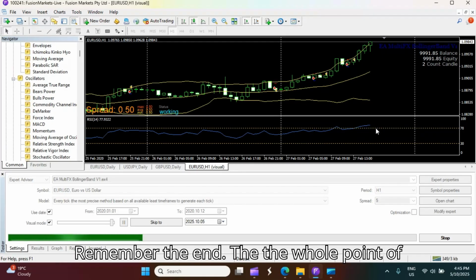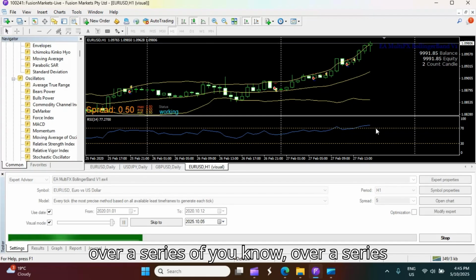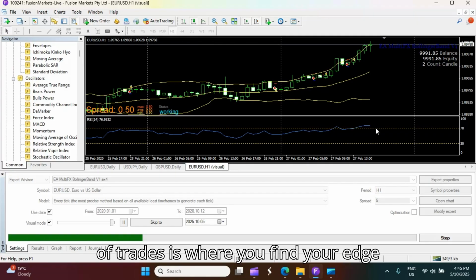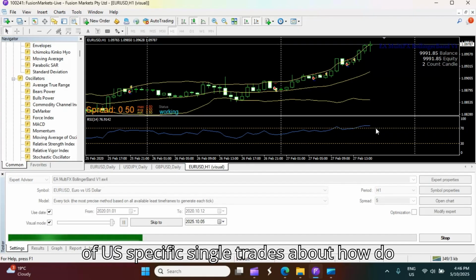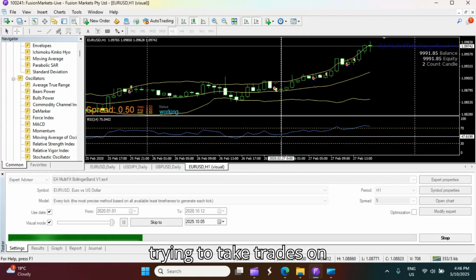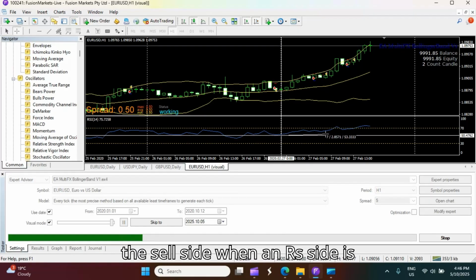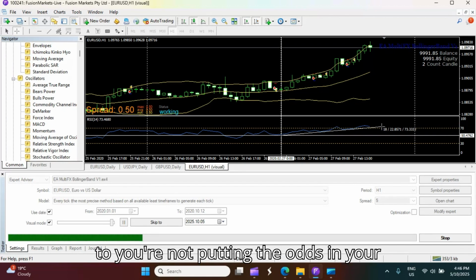Remember, the whole point of this game is that over a series of trades is where you find your edge. It's not about the outcome of a specific single trade. It's about how we put the probabilities on our side, and trying to take trades on the sell side when the RSI is increasing, you're not putting the odds in your favor.